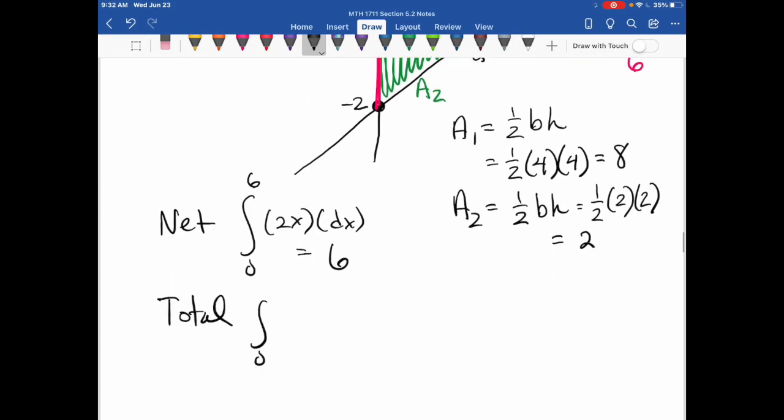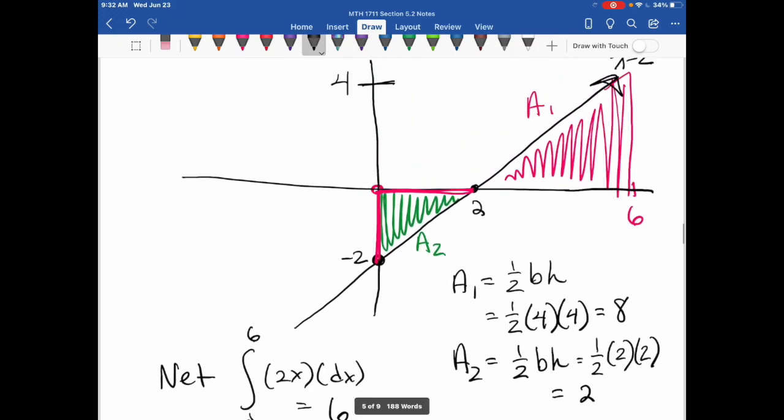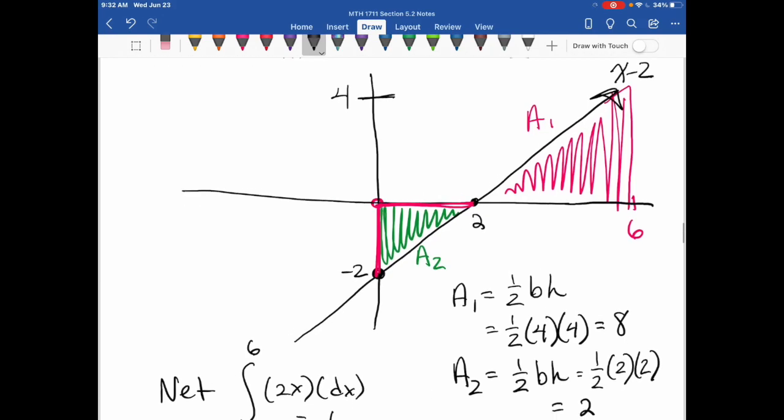Now if I find the total area, I'm going to set up my integral like this from 0 to 6, but now I'm going to use the absolute value, and that is going to give me a total area of 10 because I have 8 for the first area, 2 for the second area, and I total that up and I get 10. Now the picture for the total will look like this.